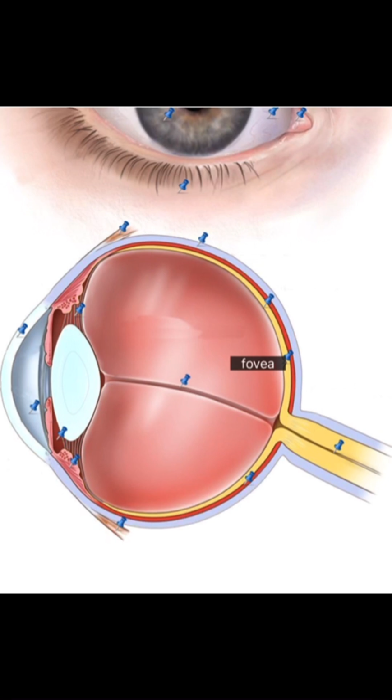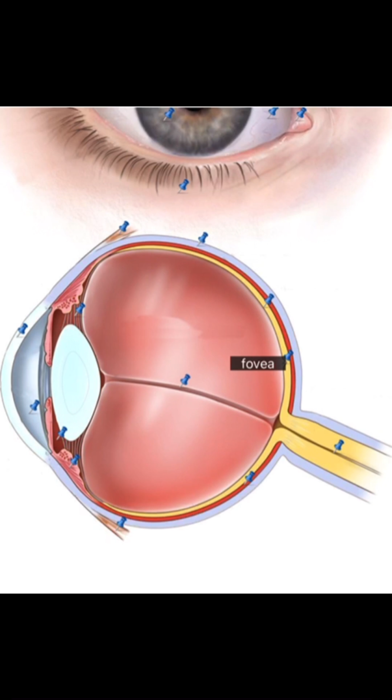The cone cells are sensitive to bright light, and the rod cells are sensitive to dim light. The rods and cones contain photosensitive pigments that convert light rays into nerve impulses.